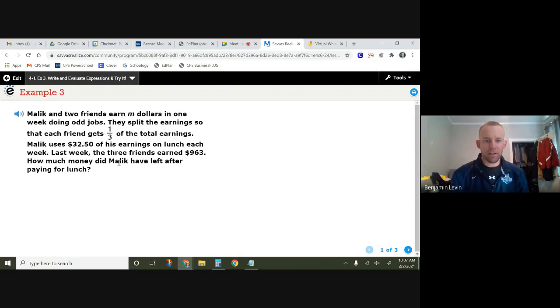They're going to split the earnings so that each friend gets 1/3 of the total earnings. Okay, and that's fair, right? Because there's 3 of them. So they're going to split it 3 ways. Malik gets 1/3, Jimmy gets 1/3, and Trey gets 1/3. So 1/3 plus 1/3 plus 1/3 is the whole thing, right? They're dividing it by 3. And that's what this fraction means. Anytime you see a fraction, you're thinking divide, right? This literally means 1 divided by 3. So they are getting 1/3 of the profits. Okay, they're splitting it 3 ways, even.